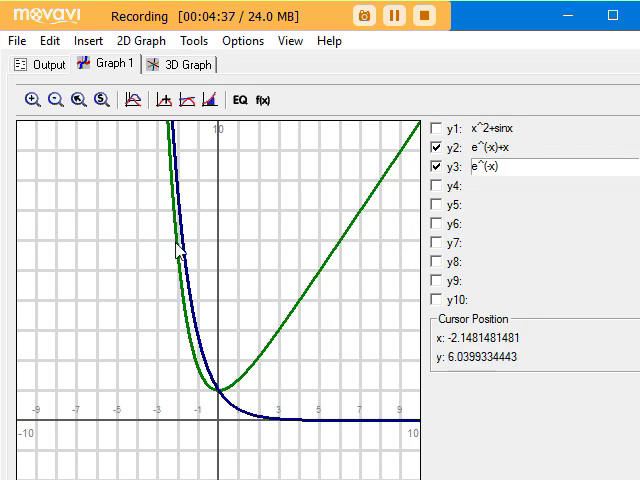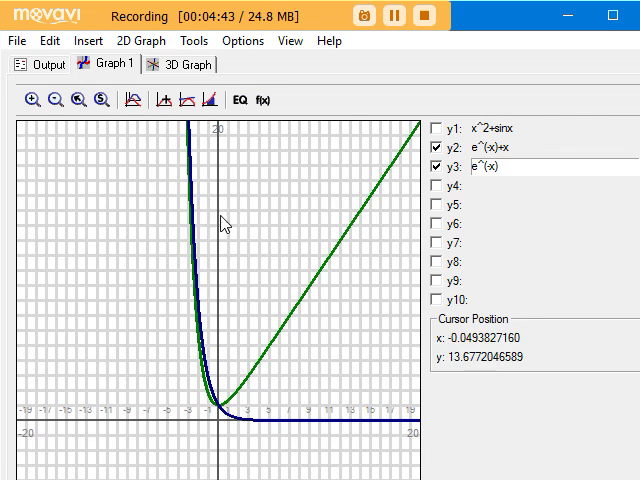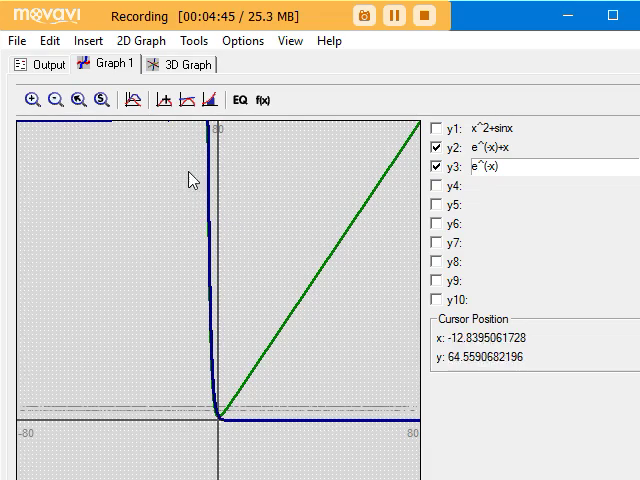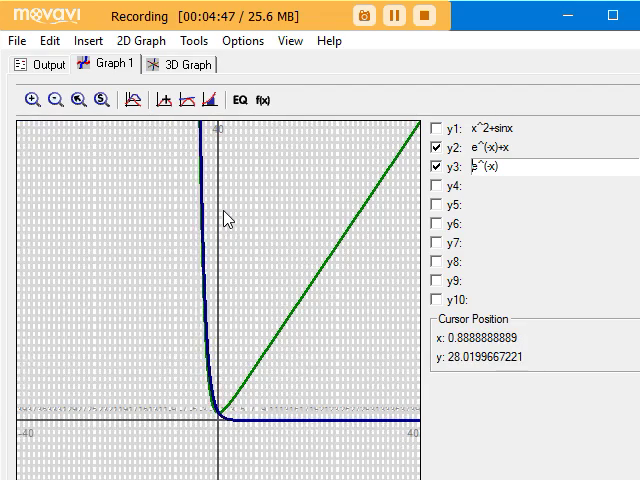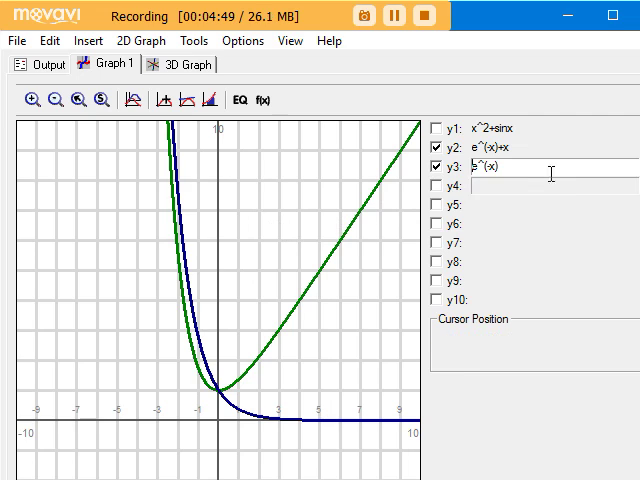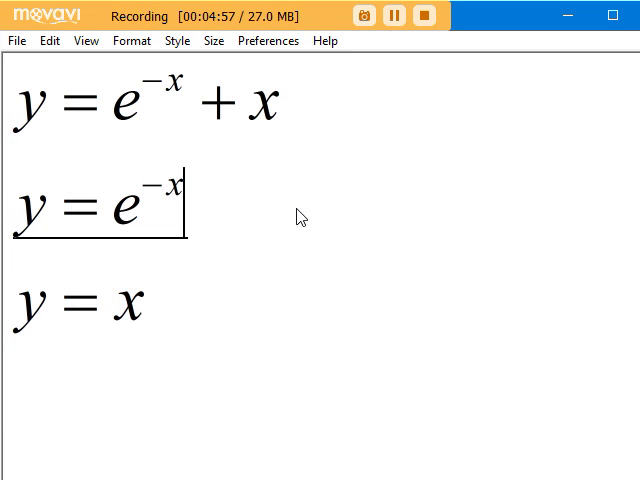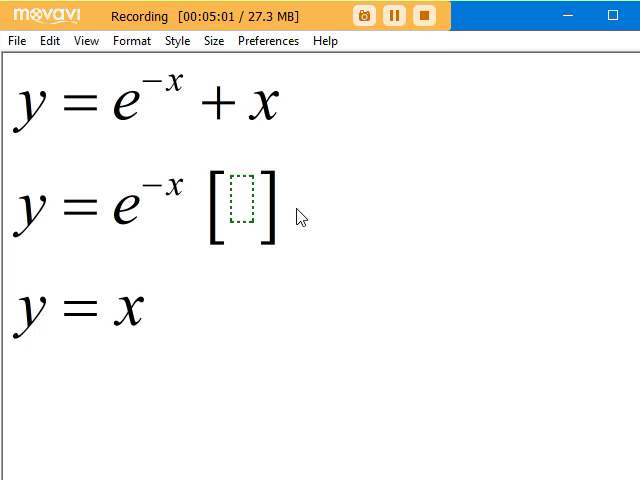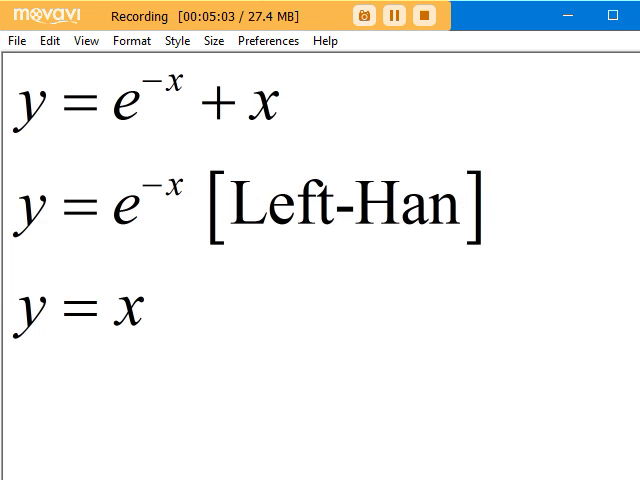Now, what you can see here is that on the right-hand side, the blue and the green look nothing alike. But the left-hand side, especially as we zoom out, they collapse on top of one another, and they're basically the same thing. So e to the negative x is going to be part of our end behavior model. And we're going to say that it is our left-hand behavior model. So let's put that out here next to it, that it is the left-hand behavior model.